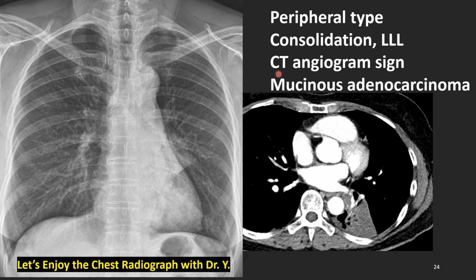We used to call this the CT angiogram sign because the pulmonary vessels are more prominent than in the consolidation of pneumonia. The background of the consolidation, the alveolar space, is filled with mucin, so it is darker than the exudate of pneumonia. So the vessel is more prominent than in pneumonia. But recently, we do not use that term. CT angiogram sign, just forget it. This is mucinous adenocarcinoma, famous for looking just like lobar pneumonia.